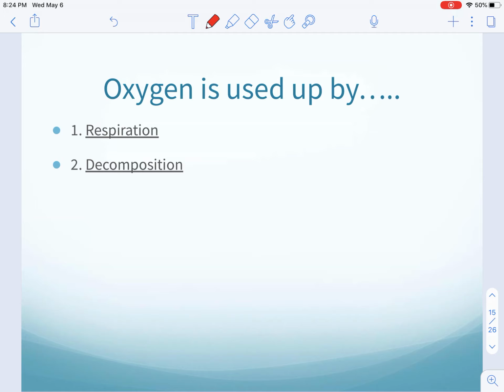Okay, now the second big topic for this video is how oxygen is used up, or another way to think about it, taken out of aquatic ecosystems. Only two here: the process of respiration, which we've talked a lot about, and also decomposition. Again, we've talked a lot about that, in the carbon cycle and in the nitrogen and phosphorus cycle. So hopefully you're starting to see that there are a lot of connections between these different cycles that we've discussed.